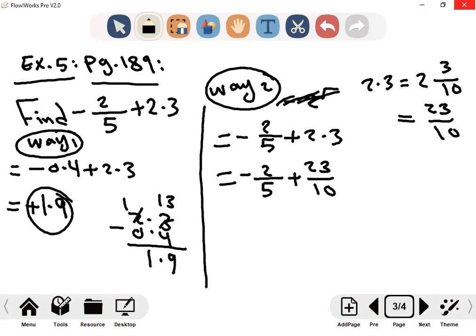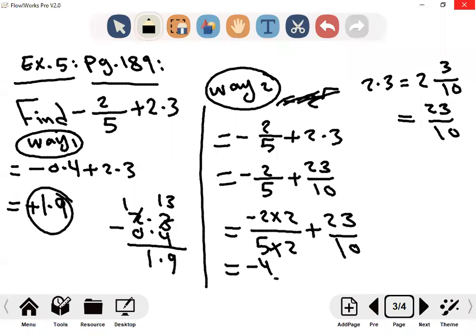So here we have negative 2/5 plus 23 over what? Now I can turn the 5 to be 10, check. So this is equal by multiplying by 2. Notice that the negative, I give it to the 2, the numerator. Multiply by 2 up and down, and this one, leave it. Now here, negative 4 over 10, plus 23/10 equal. Down what we have?